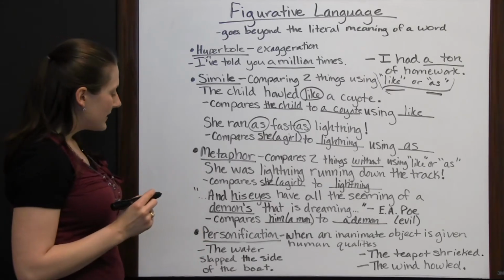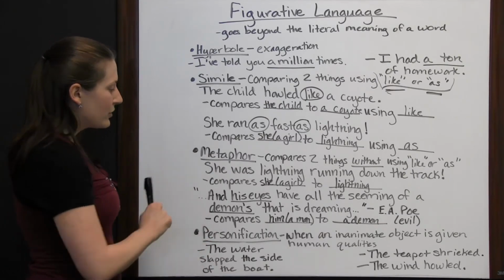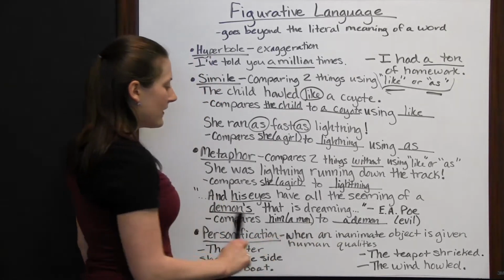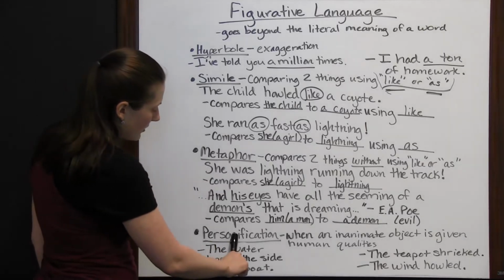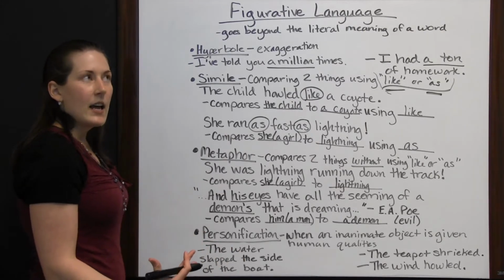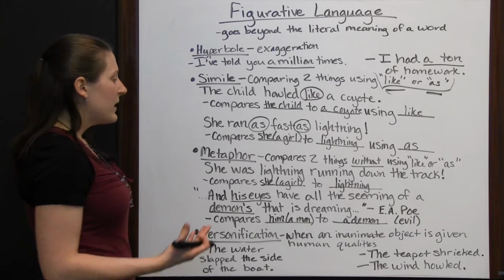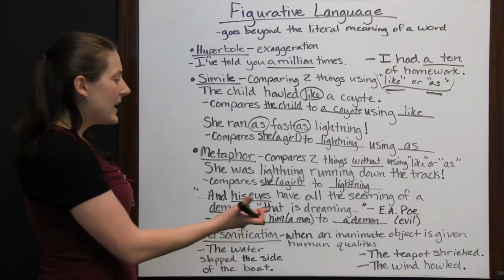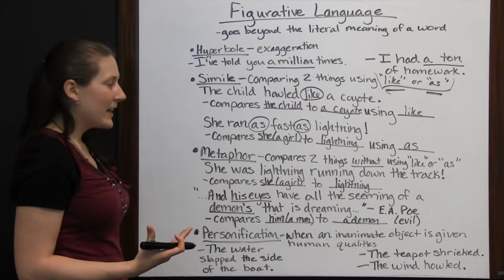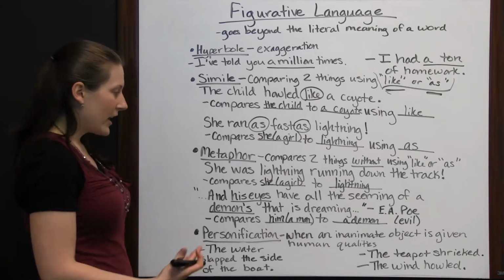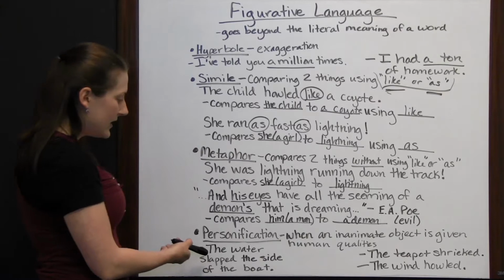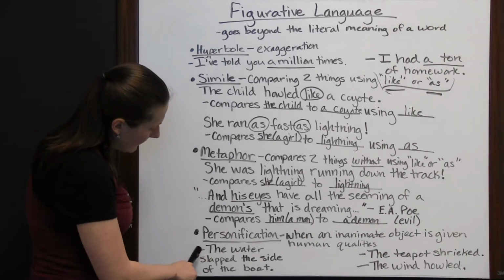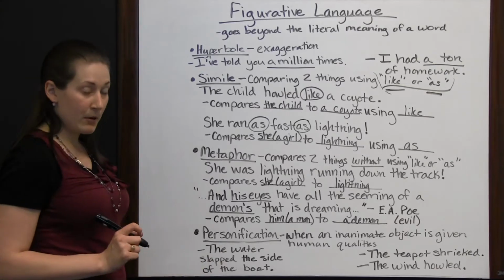And the last piece of figurative language we're going to discuss is personification, which is when an inanimate object is given human qualities. You are personifying it. You are making it do something a person would do, even though it's not something that can do these things. And remember, inanimate objects are going to be things that are not alive. A chair, a teapot, the wind, water. Those are inanimate objects. So the example here, the water slapped the side of the boat.